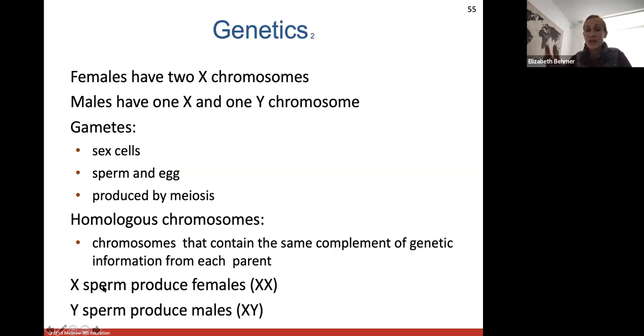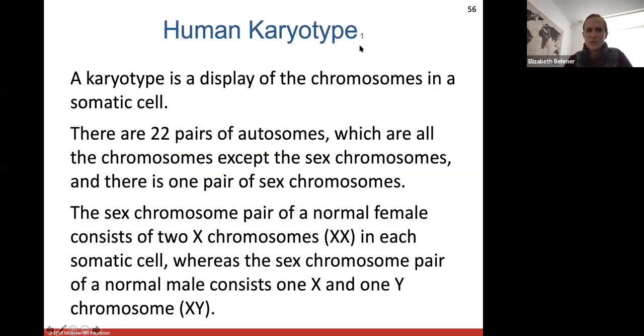The sperm will bring an extra X to the table and it'll be a girl, or the sperm will bring an extra Y to the table and it will be a male. So here's the human karyotype. It's a visual display of the chromosomes in a somatic cell. There will always be 23 pairs of autosomes, which are all the chromosomes except the sex chromosomes. And then there will be 1 pair of sex chromosomes. And I'll show you what I mean by that.